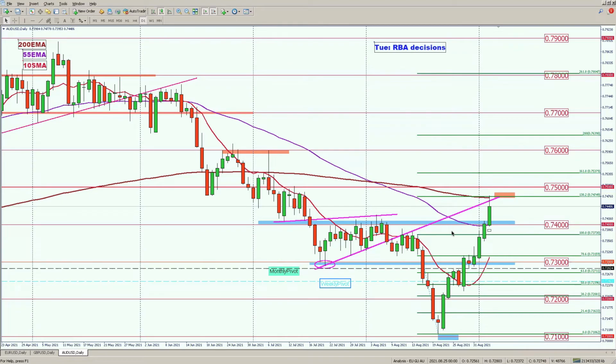Okay. So likewise with the other major pairs, after hitting this significant resistance area, there could be consolidation, and we'll see what happens on Tuesday if there's any trigger from that. But it looks likely there's just going to be consolidation here, after already a massive run up from the support zone.